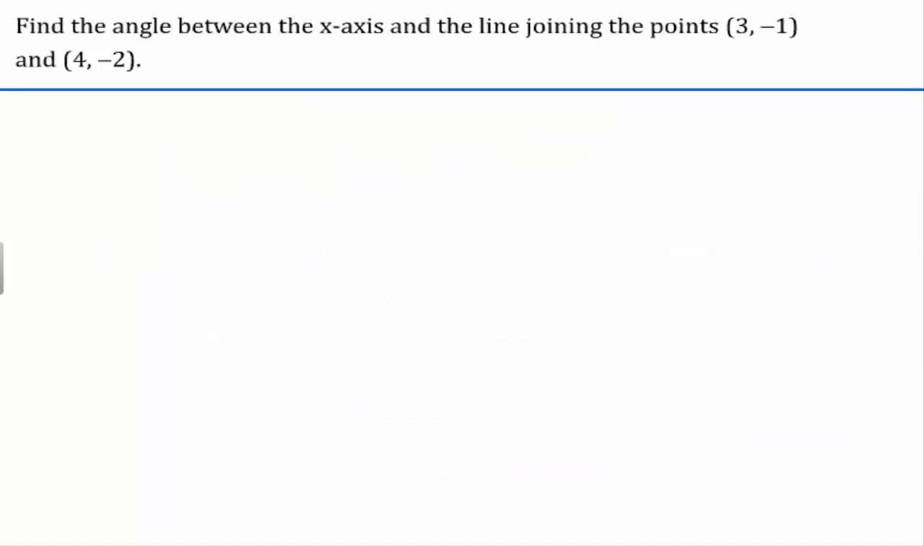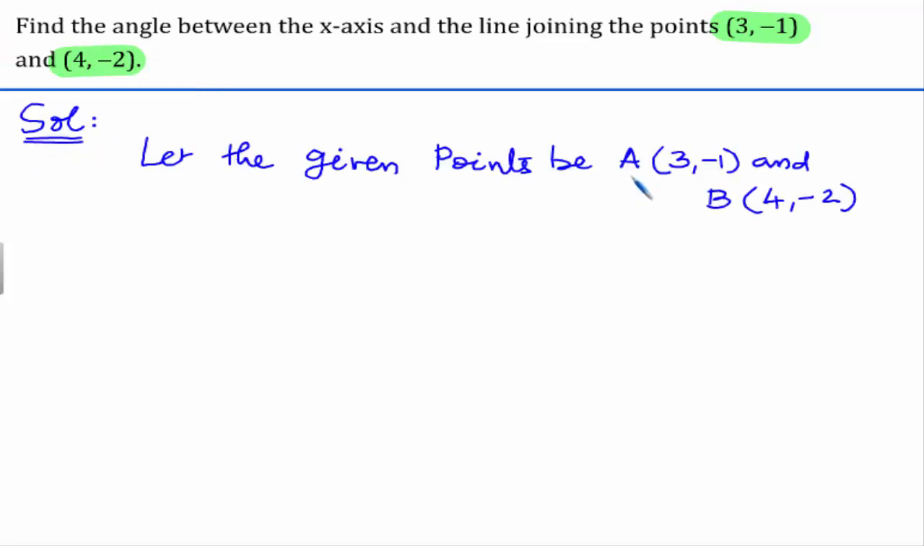In this question, we need to find out the angle between the x-axis and a line joining the 2 points given here. Let us see the solution for this. Let the 2 points be taken as A and B. Here A is (3, -1) and B is (4, -2). Now we have to find out the angle between the x-axis and the line joining the 2 points. For that we need to find out the slope of this line segment.